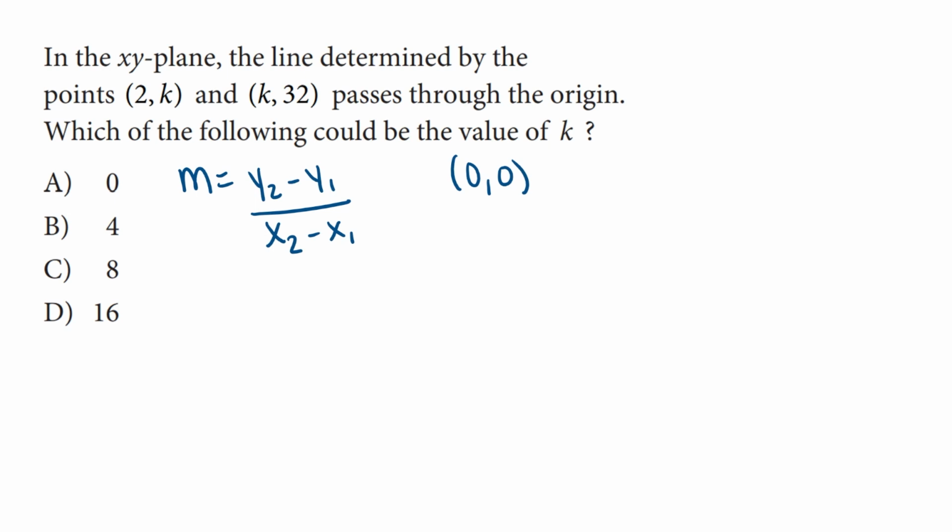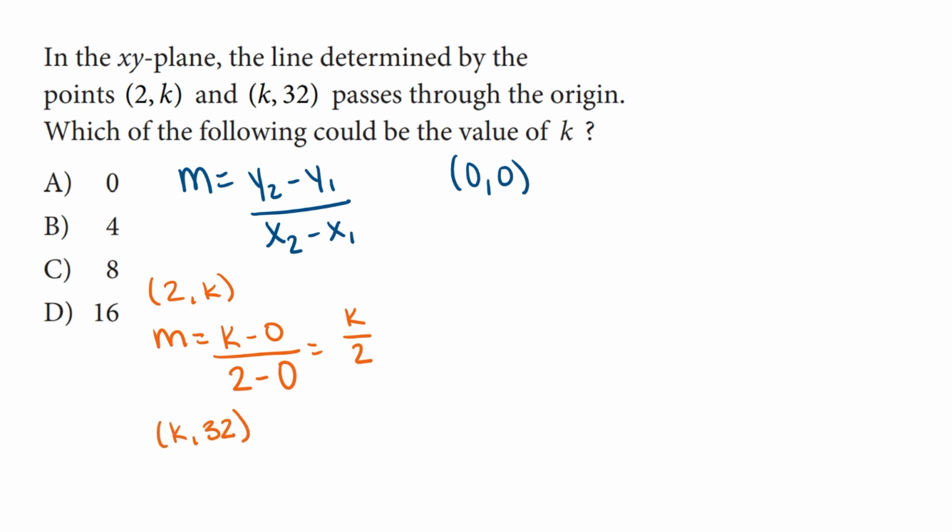And our slopes will be equal to each other. So considering our first point, (2, k), our slope is going to be (k − 0) over (2 − 0), so that's equal to k over 2. Then if we consider our second point, (k, 32), our slope is equal to (32 − 0) over (k − 0), or 32 over k.